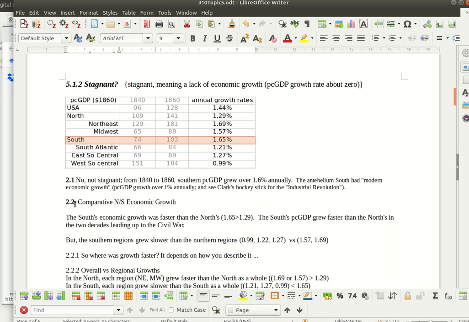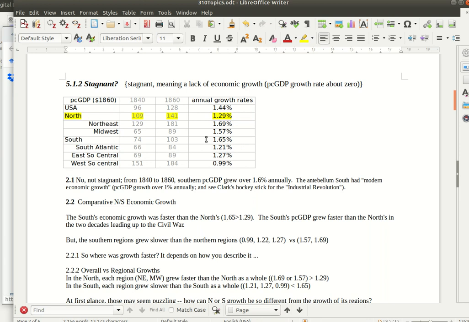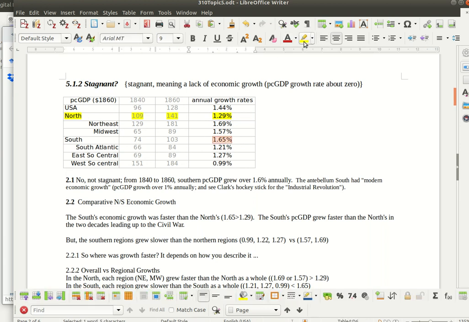Now here, just like with the question of whether the South is poor or not, so too with the question of whether the South was going faster or slower than the North, you can look at it in 2 different ways. The starting point, of course, is to just look at each section and to notice that the North's economic growth is slower than the South's. The North's economic growth is 1.29% per year. The South's is 1.65% per year. Okay, so the South's economic growth is faster.